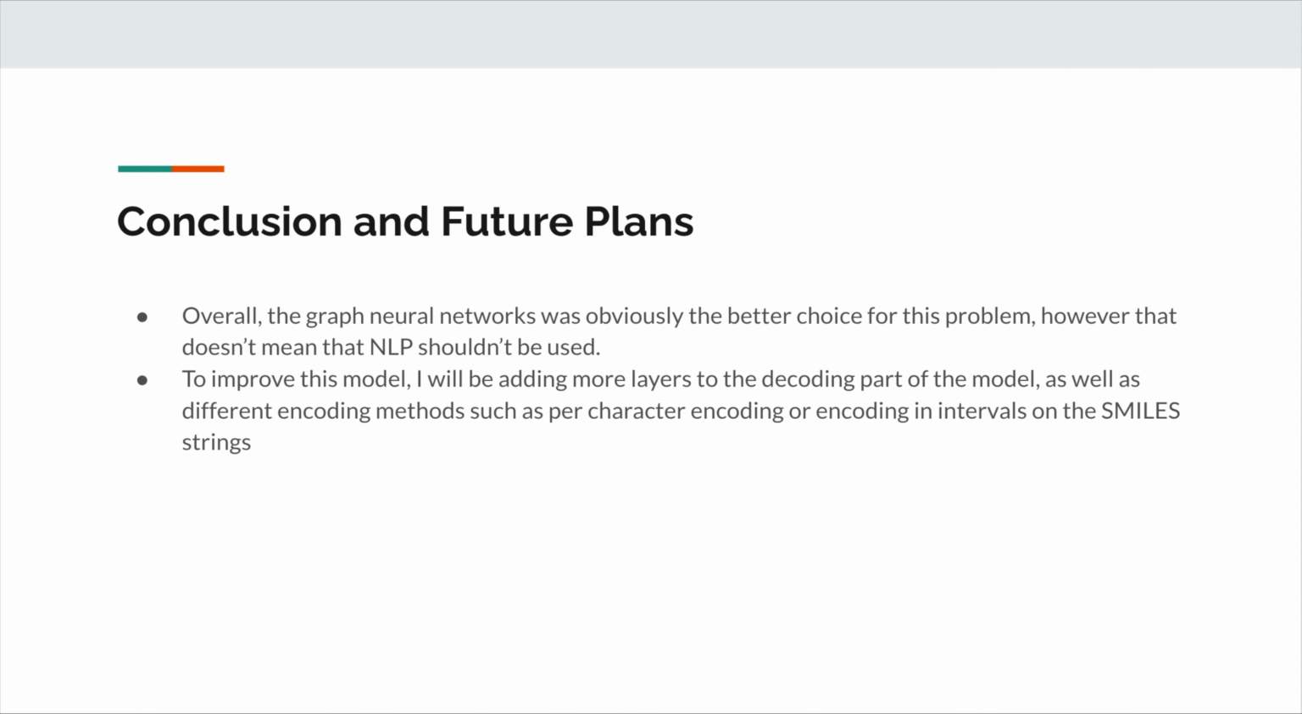Conclusion and future plans. Overall, the graph neural network was obviously the better choice for this problem. However, that doesn't mean that natural language processing shouldn't be used. To improve this model in the future, we'll be adding more layers to the decoding part of the model to better understand the encodings, as well as using different encoding methods such as per character encoding or encoding in intervals on the SMILES strings. Right now, the entire string is encoded as one sequence, but we will be generating multiple sequences for each character in the SMILES strings.